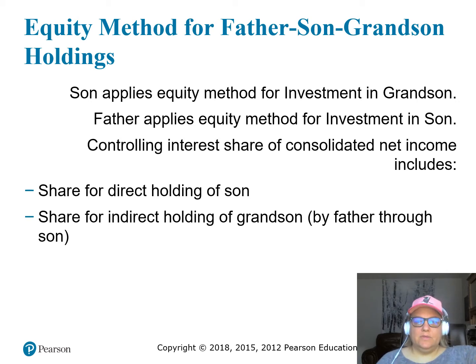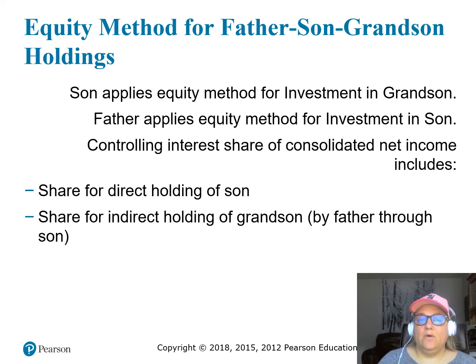So in other words, the father had no stock outside of what was going on from son to grandson. Okay, so that one, of course, you use the equity method. If the son applies the equity method, father also applies the equity method because they have an equity relationship, more than within that 20 to 50% relationship. And the controlling interest share includes these two things.